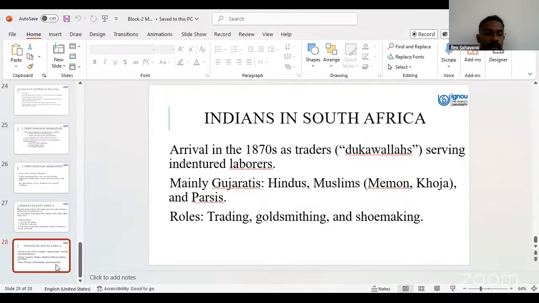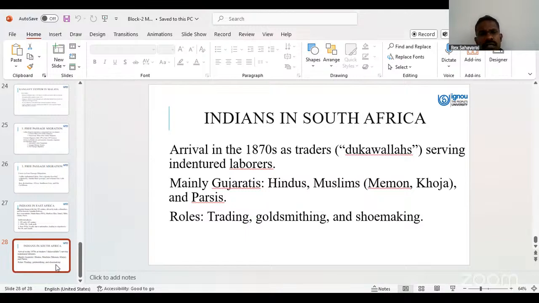We also know that Indians arrived in South Africa in the 1870s as traders, like dukawallas, serving mainly indentured laborers. Gujaratis, Hindus, and Muslims were there, engaged in trading, goldsmithing, and shoemaking.